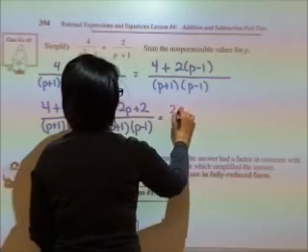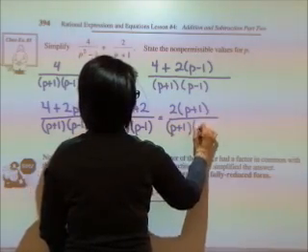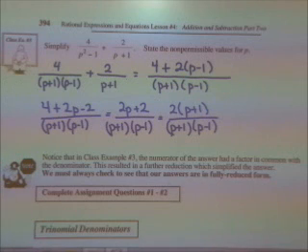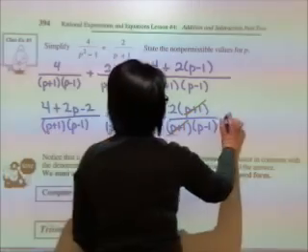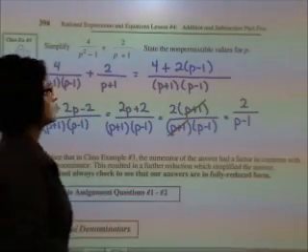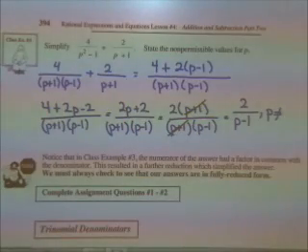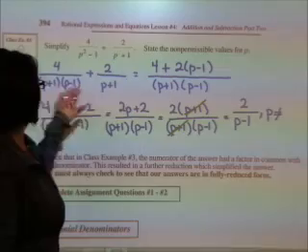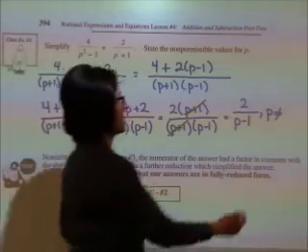Okay. And if I factor out a 2, now what can I do? Cancel out those p plus 1s, those common factors. I get 2 over p minus 1. And what are my restrictions? What can't p equal? Positive and negative 1. I go back up to this part in here. So I can't equal negative 1, and I can't equal positive 1.